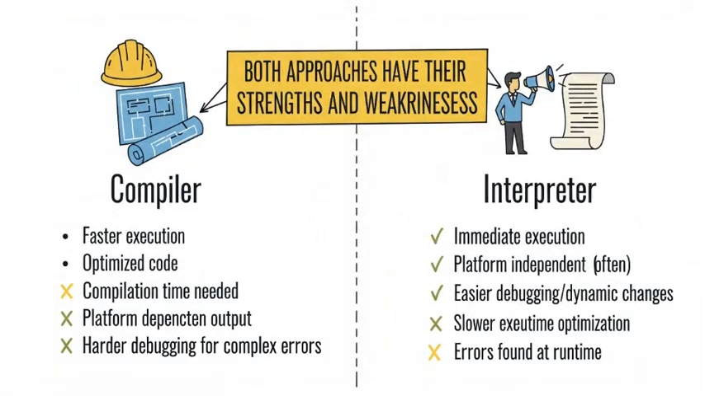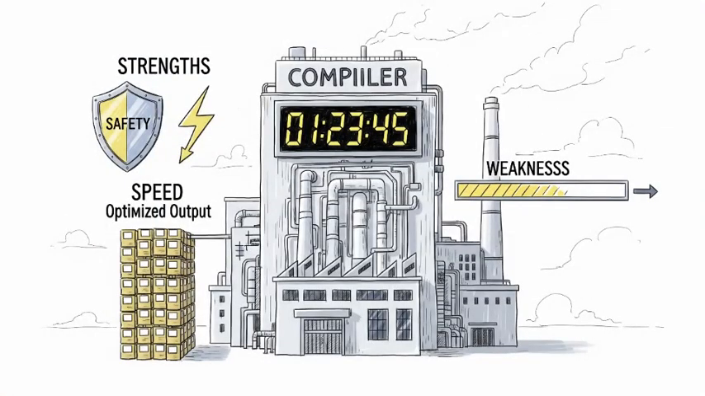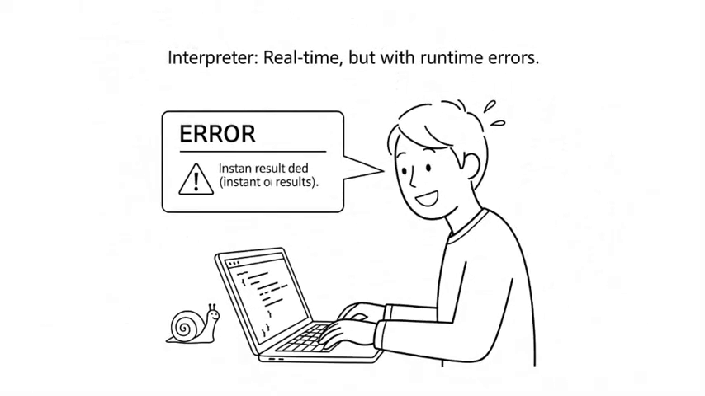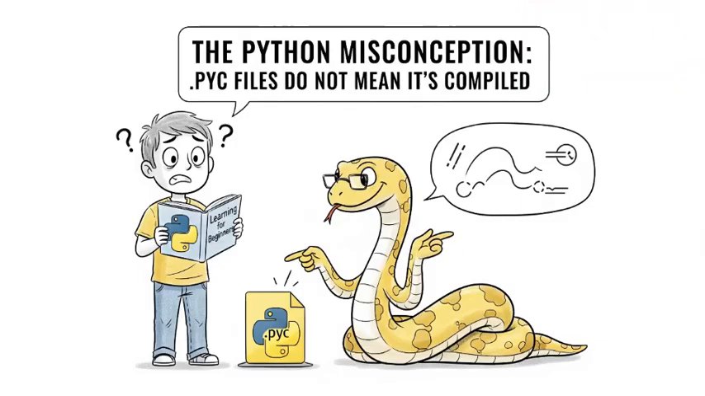Both approaches have their strengths and weaknesses. Compilers give you speed, performance, and safety because errors are caught before the program even runs. But they can be slow up front. Compiling a huge project might take minutes, even hours. Interpreters, on the other hand, let you write code and test it instantly. It's flexible, perfect for beginners, and makes debugging easier. But the downside is slower performance and the fact that errors appear while the program is running, sometimes in the worst possible moment.